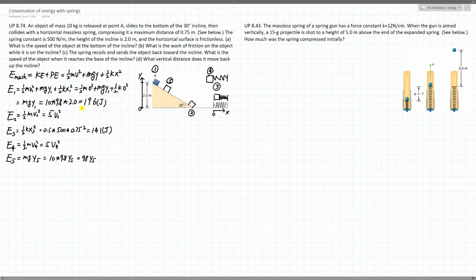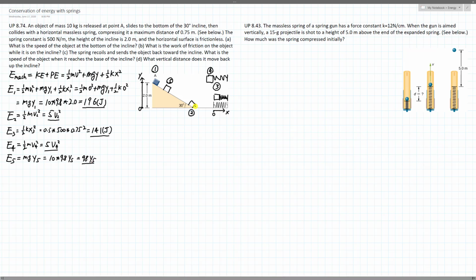So here's 1. This is completely known right here. And then after sliding down and losing some mechanical energy to friction, it has this much. And then compressing the spring and stopping, it has this much. And being pushed back out, it has this much. And then it climbs up the inclined plane again and stops. It has this much. Okay, so which parts are following energy conservation?